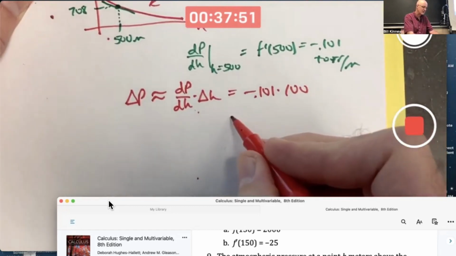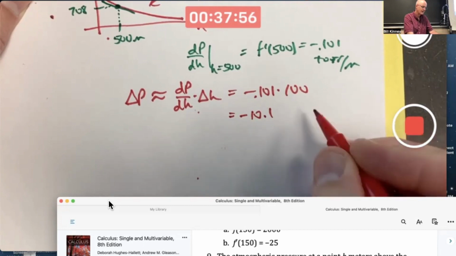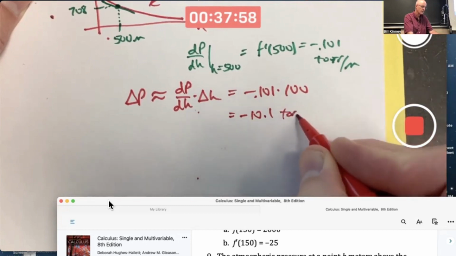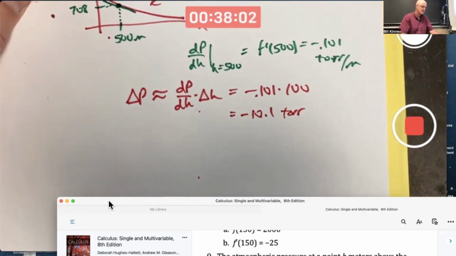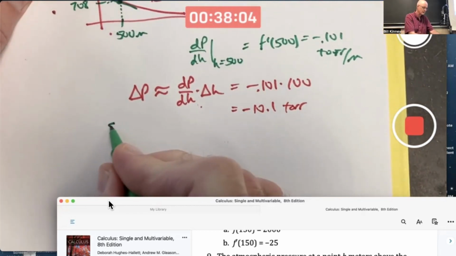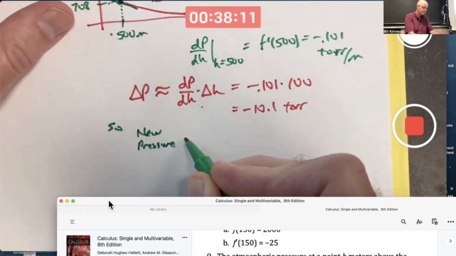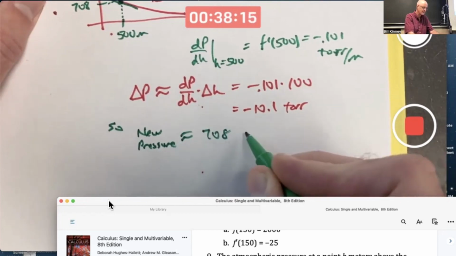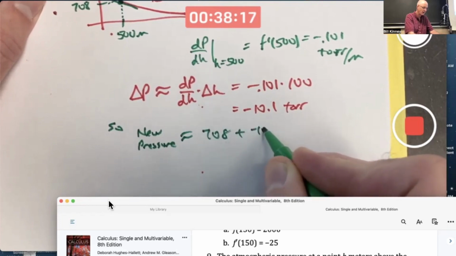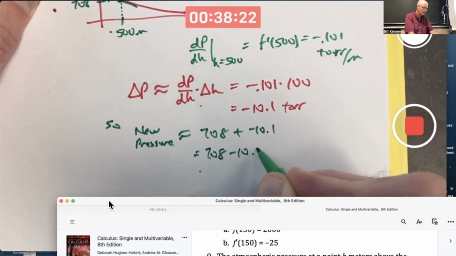Do this multiplication, you'll get negative 10.1. Units would be torr. That would be the approximate change in the pressure. So the new pressure would be approximately the old pressure, 708, plus negative 10.1. Yes, that is the same as 708 minus 10.1.